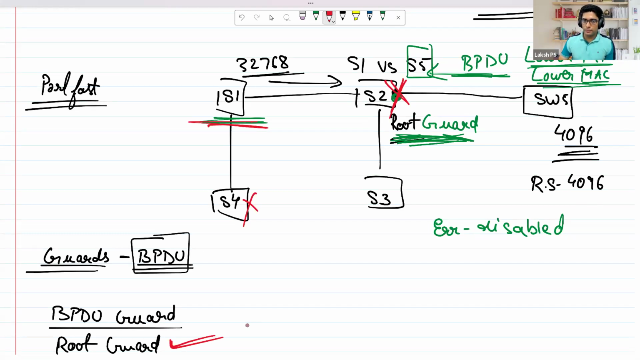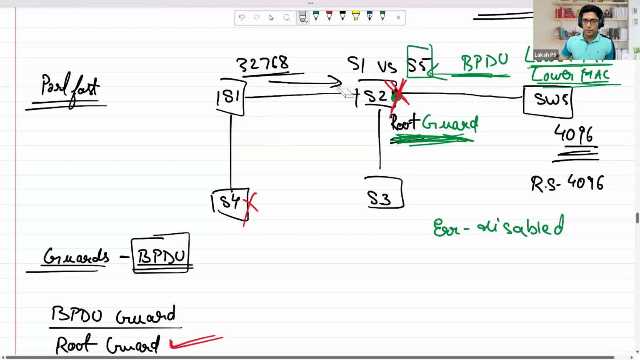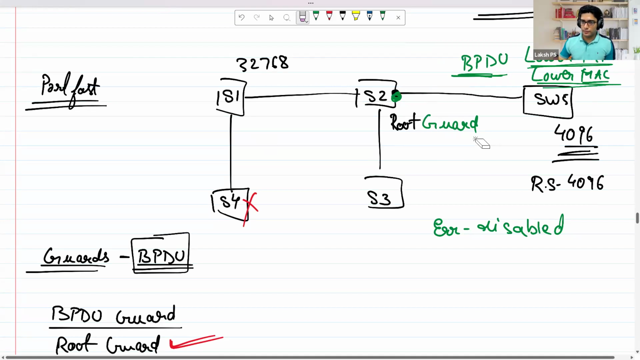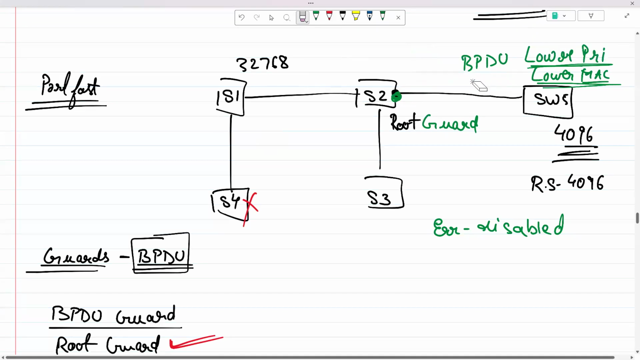Clear? Any question? With the root guard, Srinivas, Mohit, Vivek. No, understood.